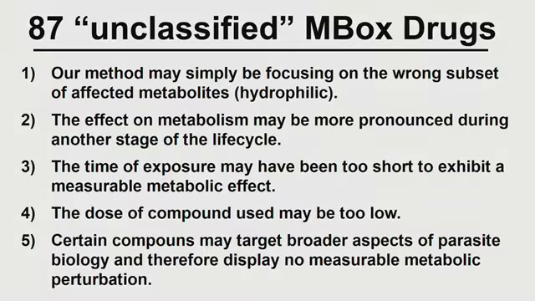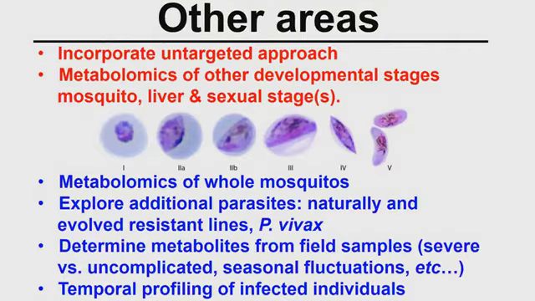Maybe the dose of compound is actually too low. Maybe the drugs aren't as pure as they claim to be. And lastly, some of these compounds may just target broader aspects of parasite biology, and so you just get a generic response, and maybe that's what a lot of that unclassified segment of our data actually represents. So we can change some of these parameters up here, and really that'll be done on a case-by-case basis depending on prioritization.